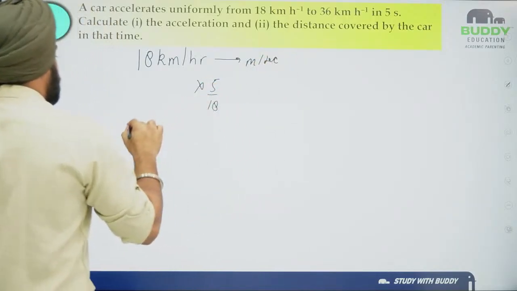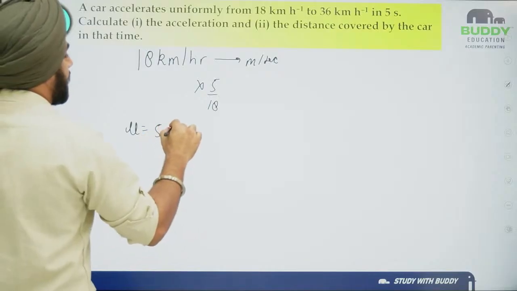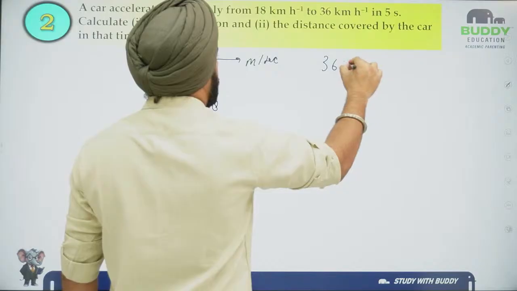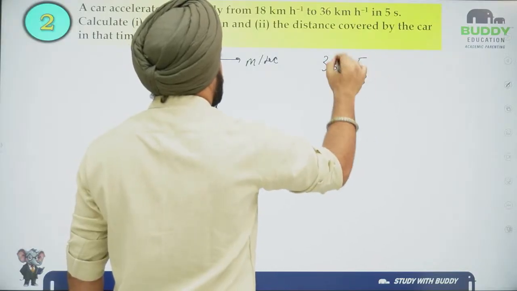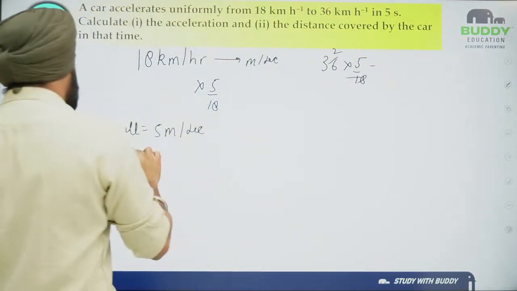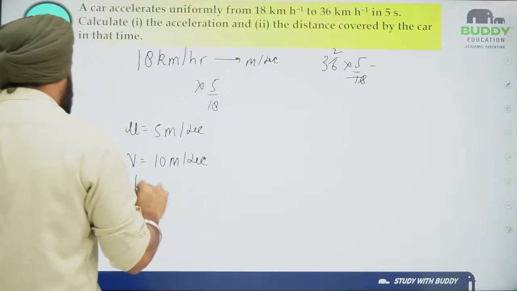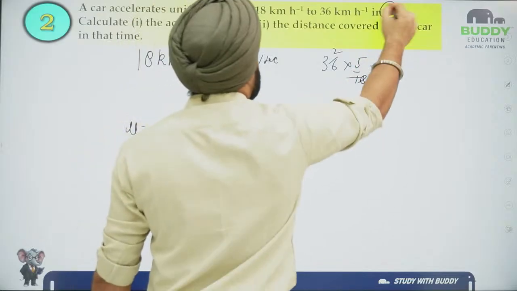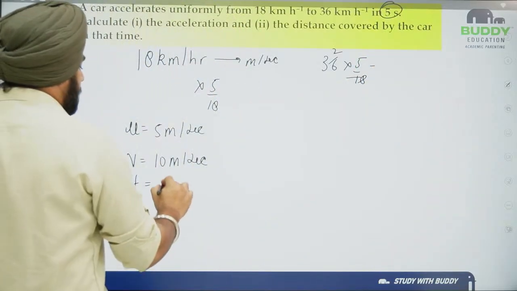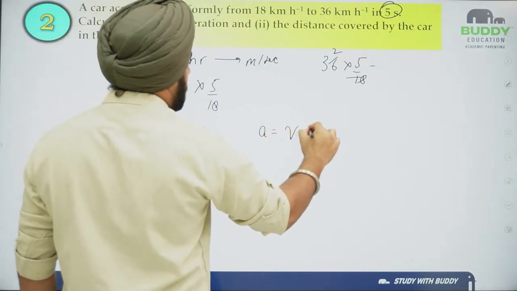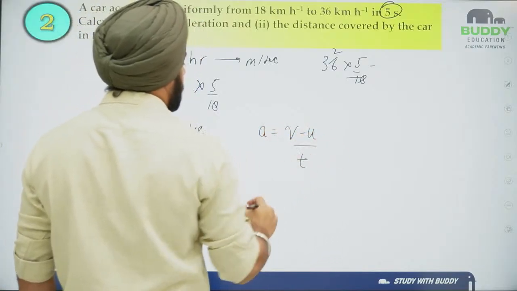So initial velocity is 5 meter per second, right? Similarly, final velocity is 5 into 18 by 5, which comes out to be 10 meter per second. Now we have the time taken is 5 seconds, so we can simply find out the acceleration. Acceleration is equal to v minus u by t.